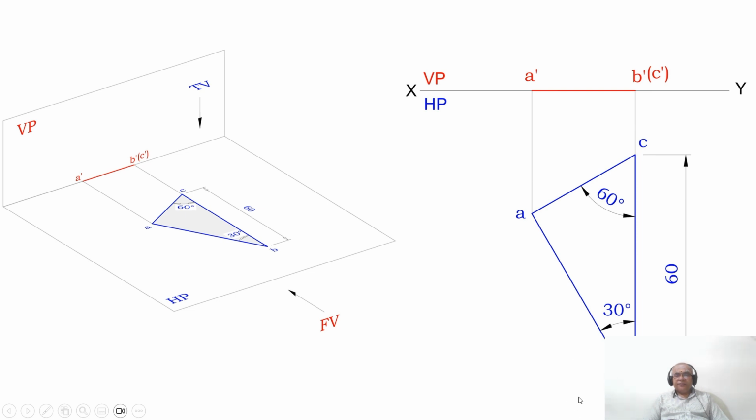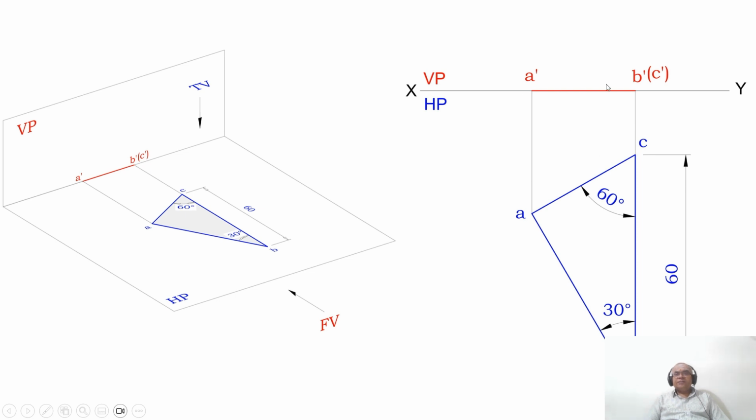Then I need to name them. When you look from the front, A is near to the observer, so it is visible. B is near to the observer, it is visible. But C is away from the observer and it is coinciding with the point B. Therefore, C dash is going to become invisible. So you mark these points as A dash here, then B dash without bracket, then C dash with bracket. So this is how you will be able to write the front view for this particular top view.